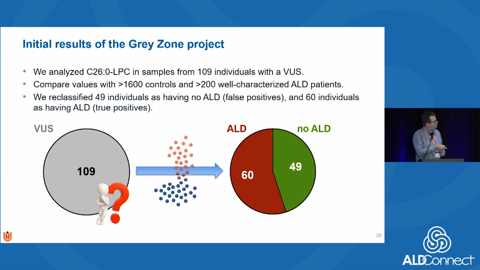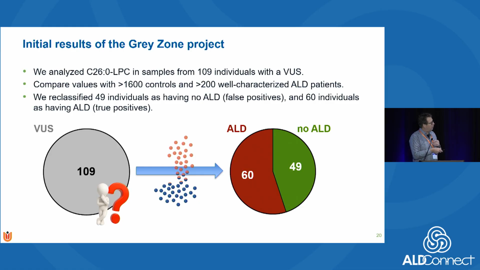From these 109 individuals, we reclassified 49 individuals as having no ALD. So the VUS was a false positive. In the perfect situation, you report it back, and then the state or the country that did it goes back and sees, hey, if you collect all these false positives, you can adjust your cutoff. Unfortunately, that's not happening. In some states it will happen, and in the Netherlands it does, because we have adjusted our cutoff already to minimize the number of VUSs.